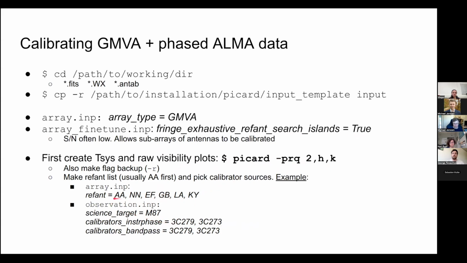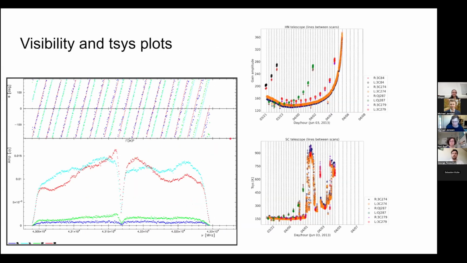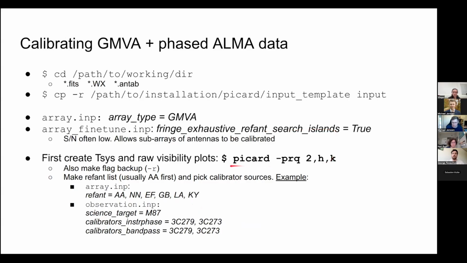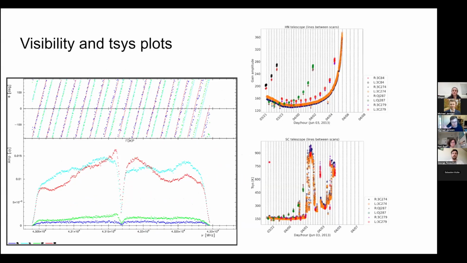But usually, putting ALMA first, then NOEMA, Effelsberg, GBT, and then Los Alamos and KVN stations. That's typically how this could look like for a big array like the GMVA. And then if you run this step here, this is typical pipeline output that it produces in terms of the visibility plot on the left and system temperature plot on the right.